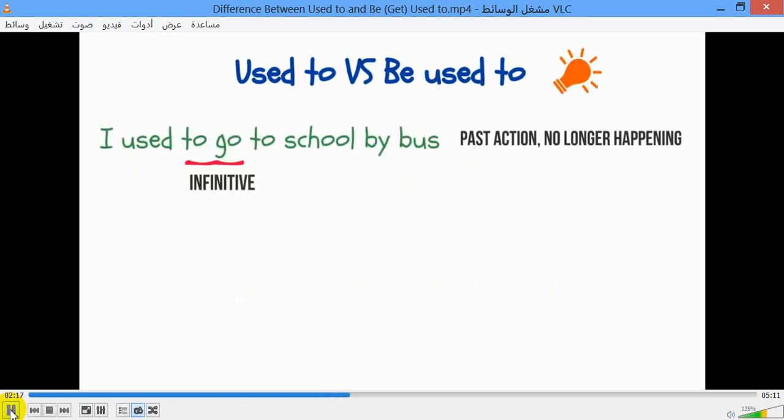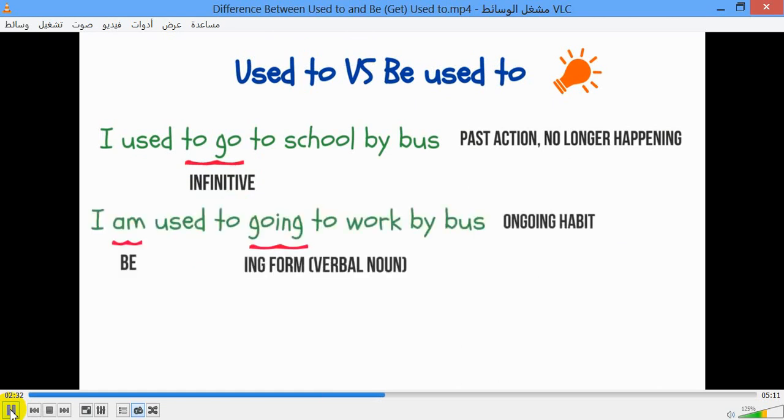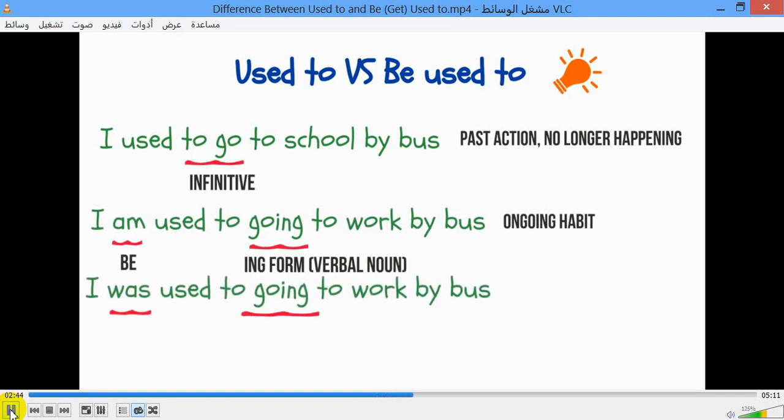Let's compare the affirmative sentences with the constructions used to and be used to. Used to goes without be and is followed by the infinitive. For example, I used to go to school by bus. The second construction requires the verb to be in the appropriate tense form, and used to is followed by the verbal noun. For example, I'm used to going to work by bus, or in the past, I was used to going to work by bus.